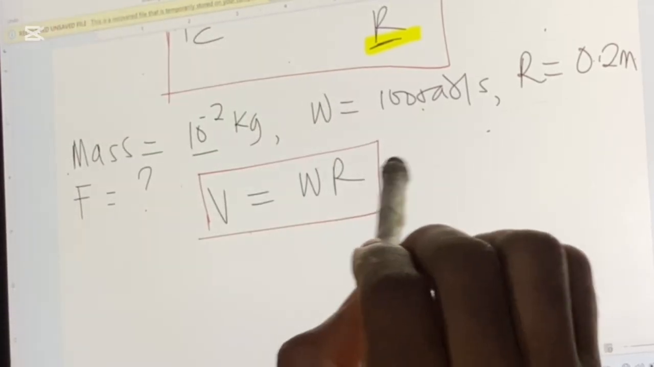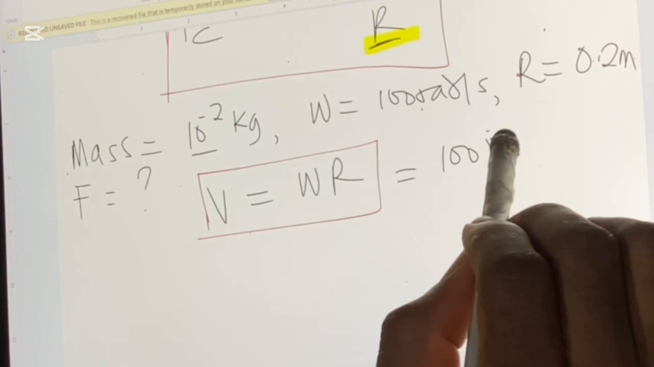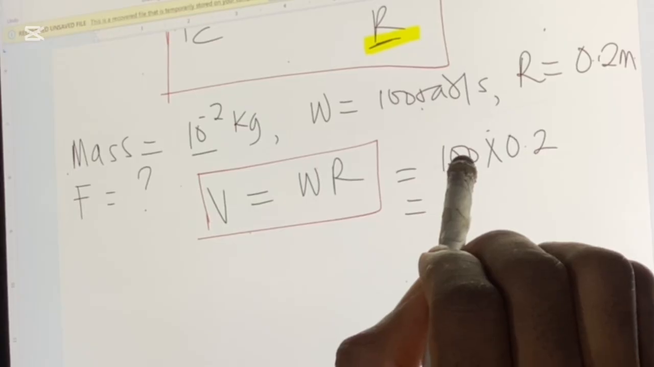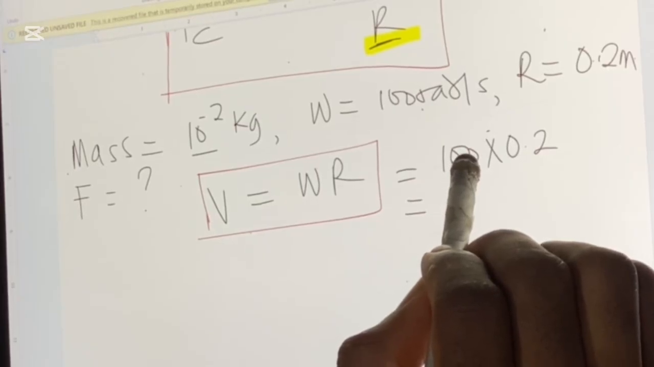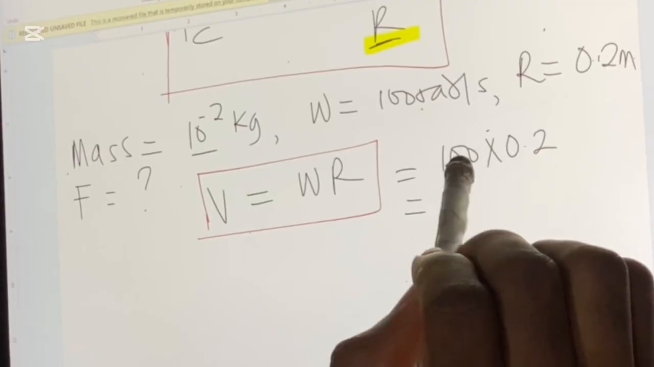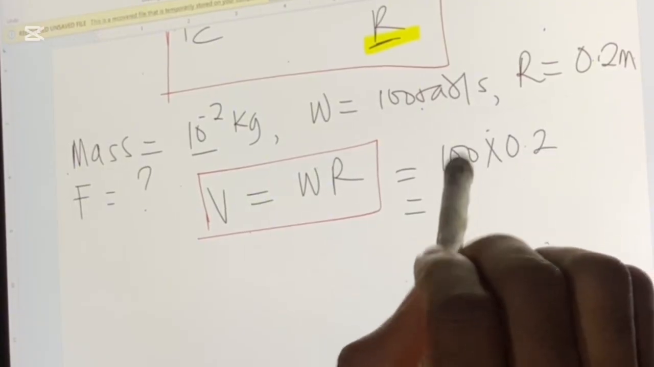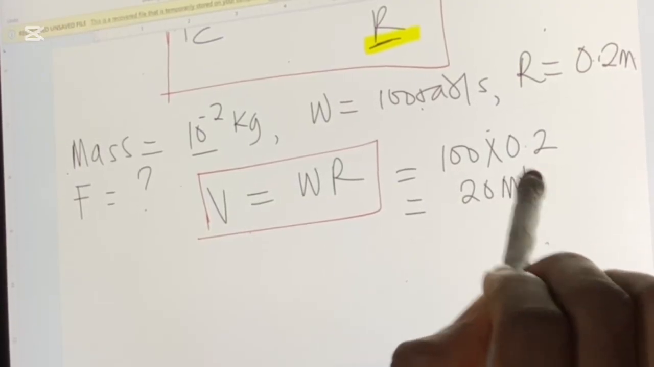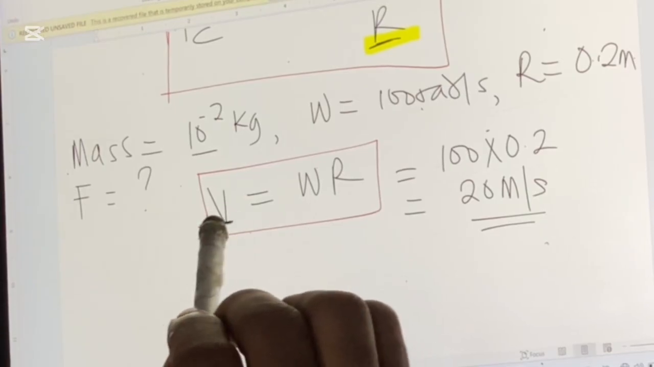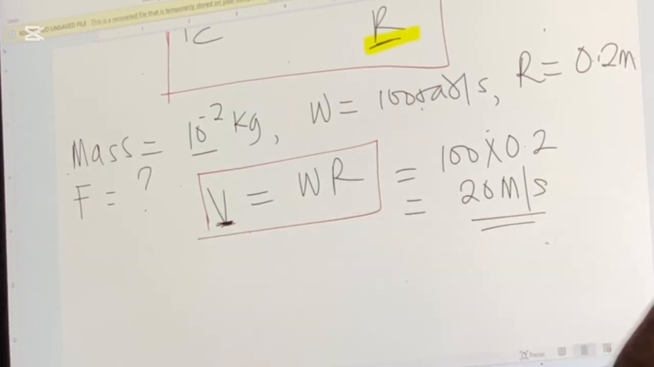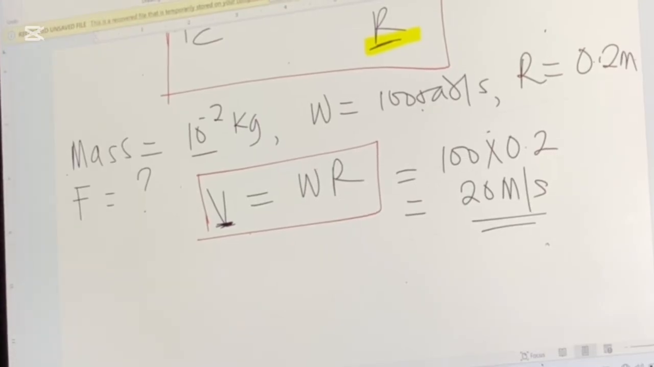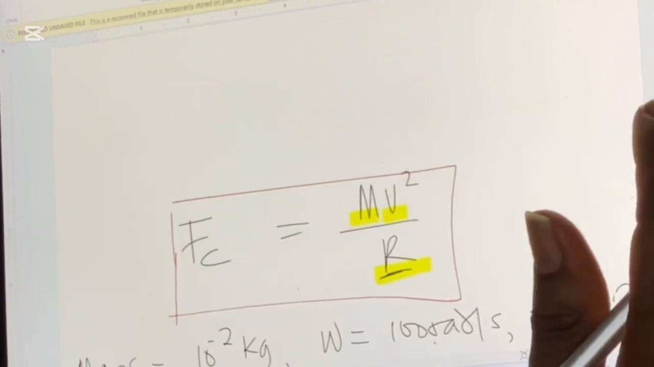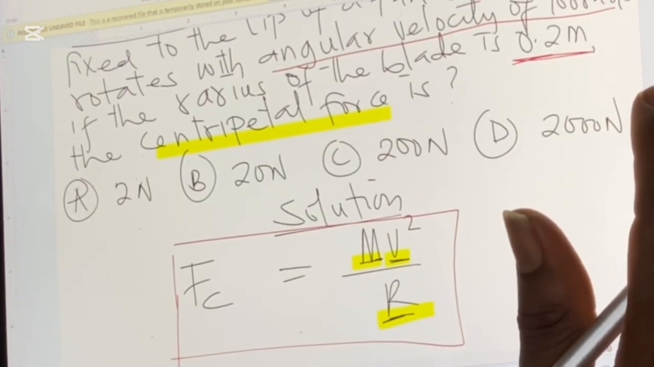So now let's replace our omega. Omega is 100, r, which is radius, is 0.2. So 100 multiplied by 0.2 is 20 meter per second. Okay, the unit of speed or velocity is meter per second. So we have calculated for the velocity here, but we are not asked to calculate for velocity in this equation here. We are asked to calculate for centripetal force.